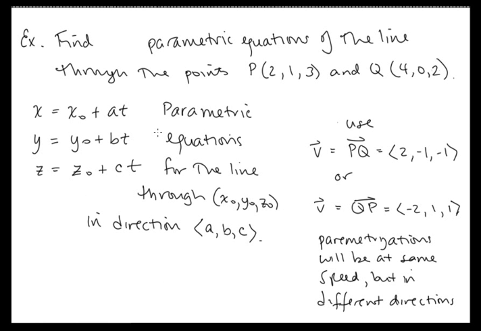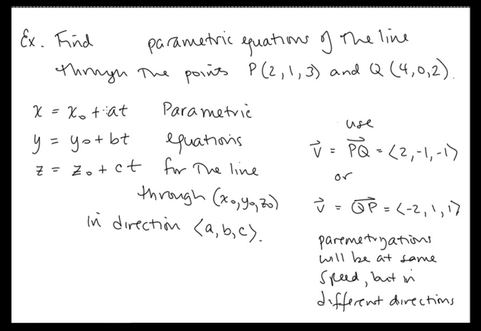Now let's take a look at this example. Find the parametric equations of the line through the points P and Q. P is (2, 1, 3) and Q is (4, 0, 2). So again, first thing I want to do is write down my parametric equations of the line. And what needs to be filled in here? We need an x0, y0, z0. That's a point that the line goes through. Well, we definitely have that information. Actually, we could choose from either of these.